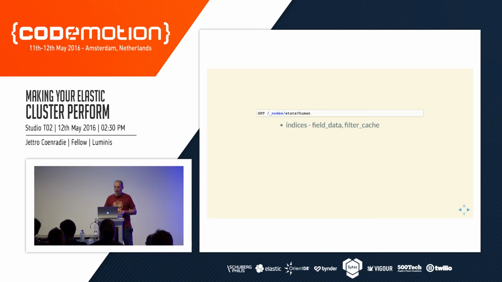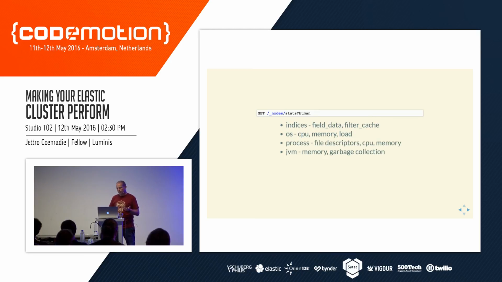Okay, this one is important as well. You have the nodes.stats. The nodes.stats give you a lot of information about your node, about your indices, field data, filter cache. These are the ones that we talked about before. Do track the evictions here. If you see evictions in the JSON output that you get here, then you most likely have too little memory.